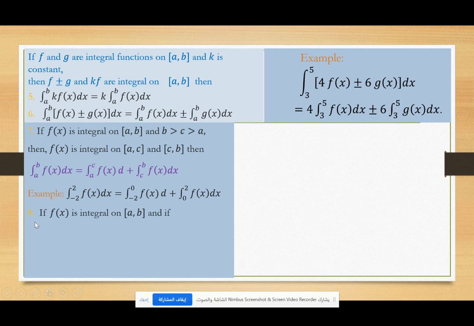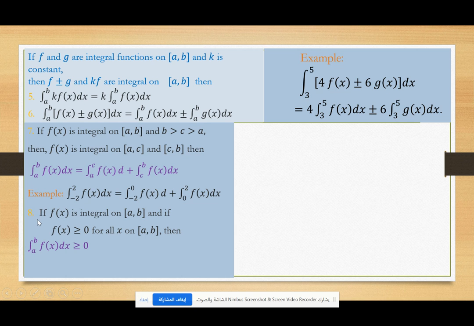Now let's discuss the next theorem, which is number 8. If f of x is integrable on a to b, that means the limit exists and I can calculate the area under the curve. And if f of x is positive, that means the function is above the x-axis, with all positive values for all x on the interval from a to b, then the integration, which is the area under the curve, will also be positive.